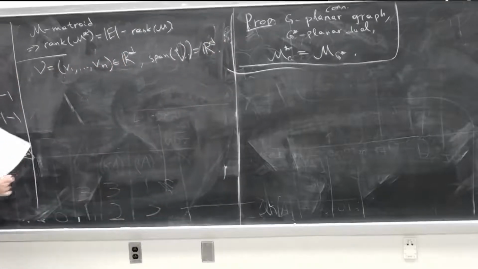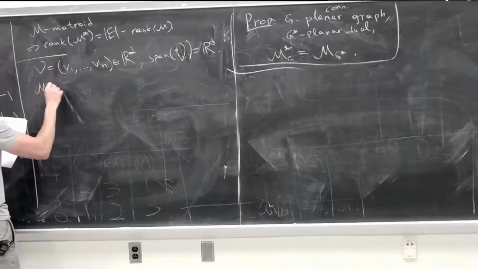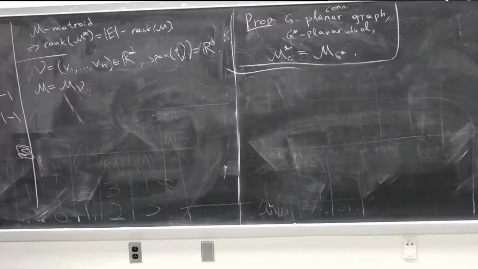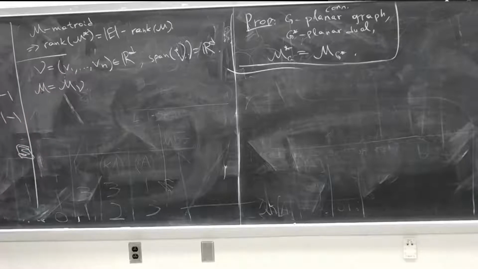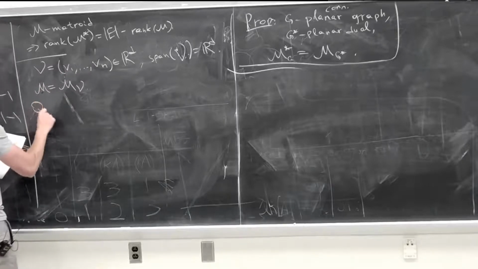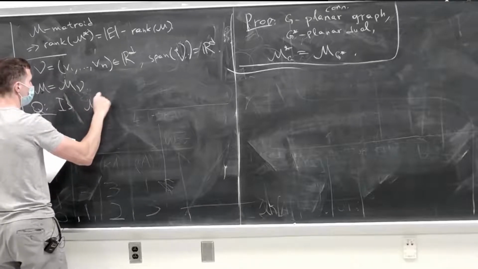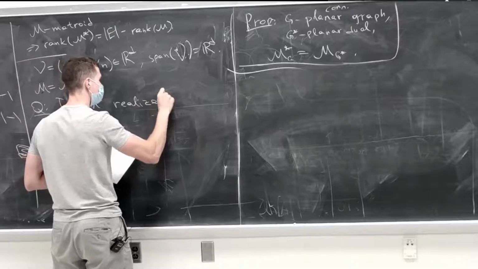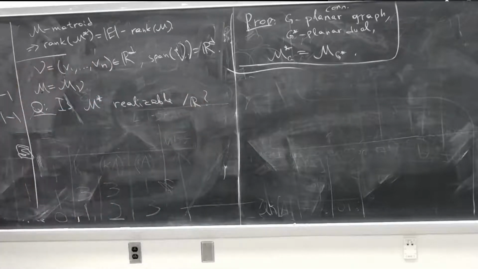Now I want to talk about the matroid. Let M be the corresponding matroid, so the bases of M are the collections of vectors here that form a basis. And then the question is: is the dual realizable over R, let's say? What do you think?